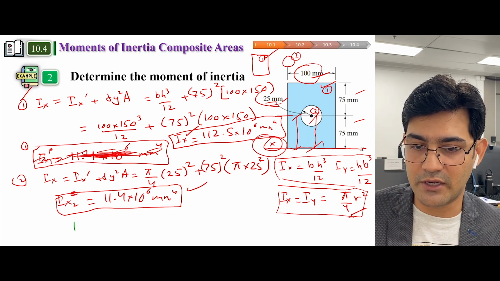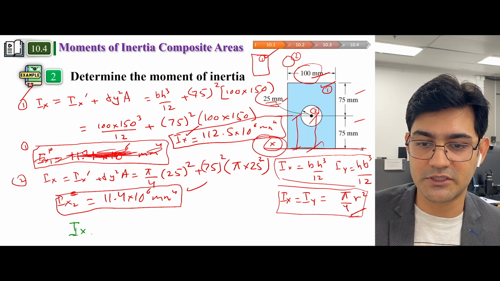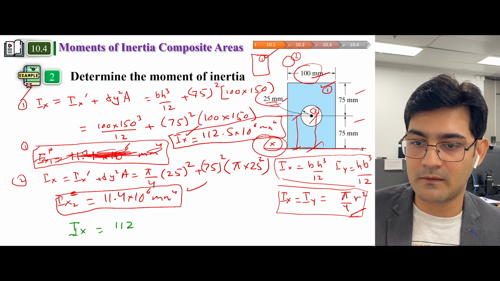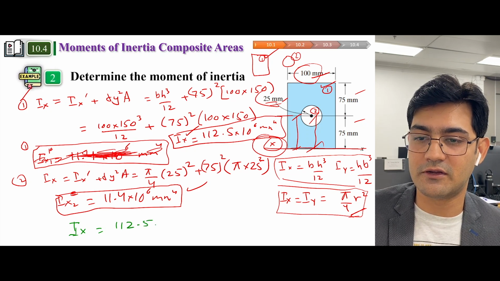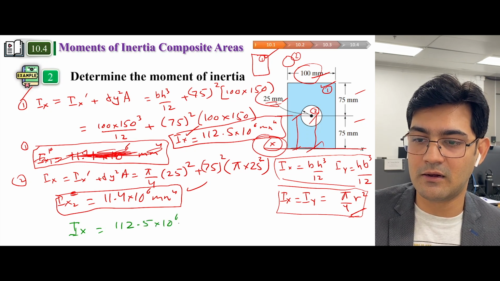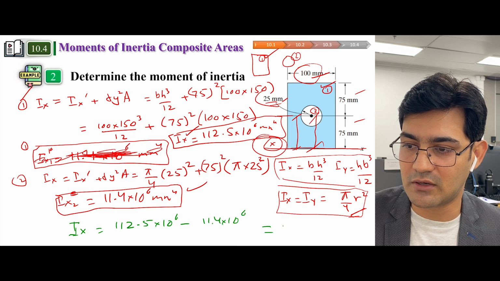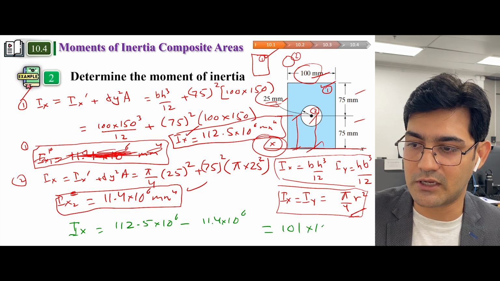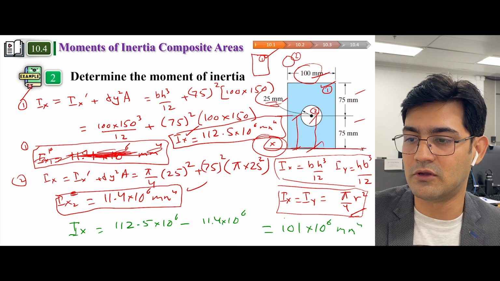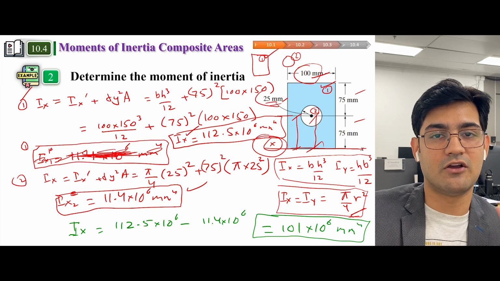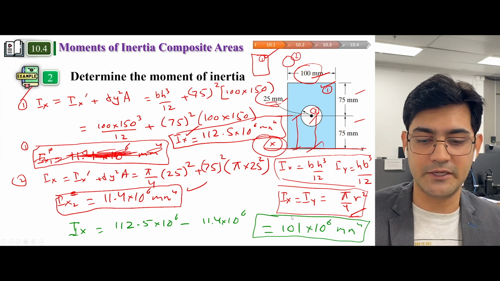So if we want to calculate the total moment of inertia of a composite body, it would be the moment of inertia for the rectangle minus the moment of inertia for the circle. So the total moment of inertia would be 101 into 10 raised to the power 6 millimeter 4. So this is the total moment of inertia of a composite body.